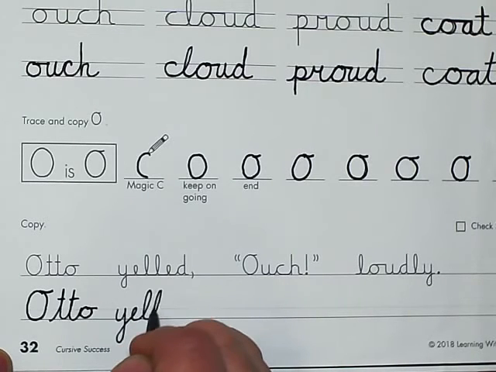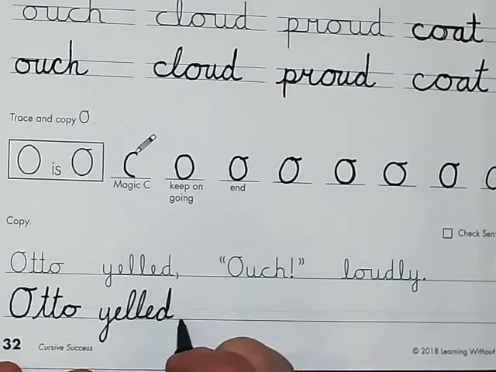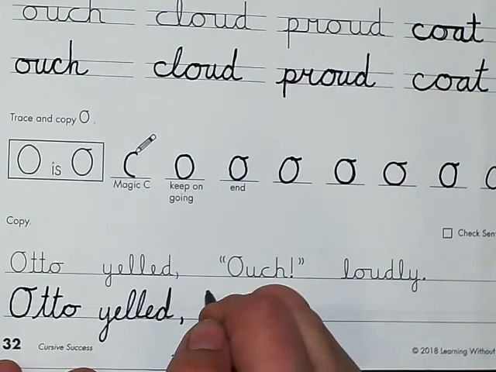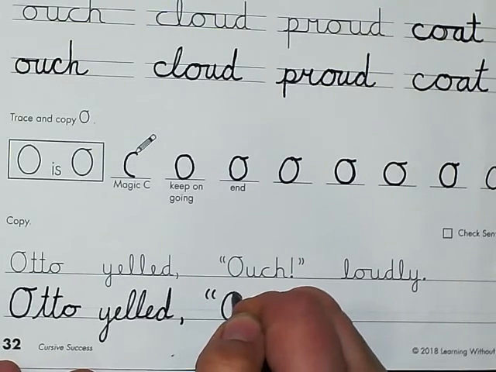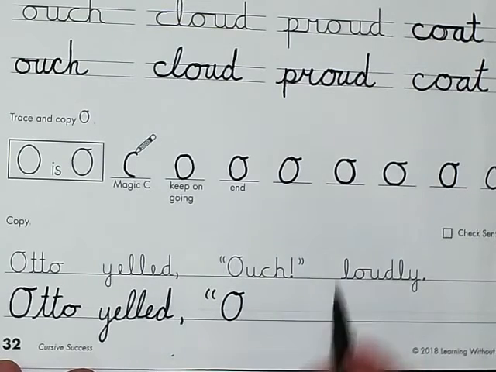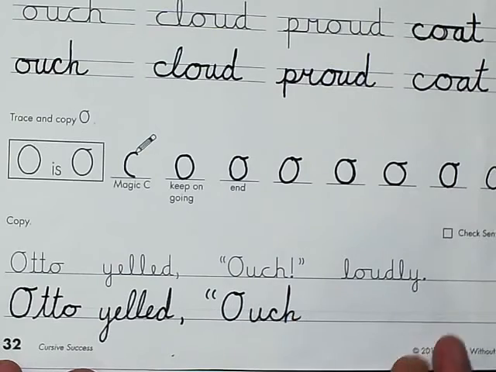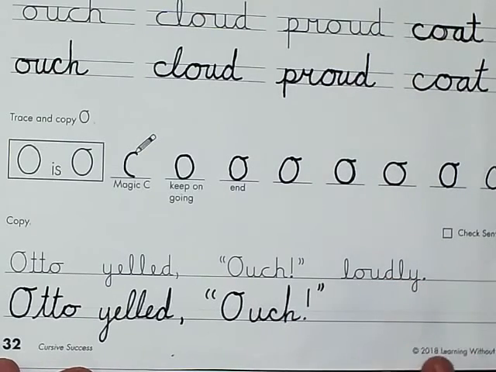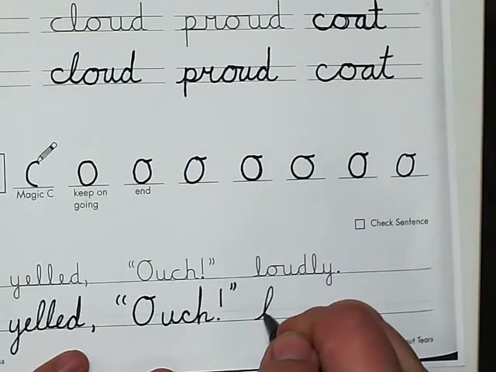Yelled, Y, E, L, L, E, D. Before we start dialogue, we always put a comma. We're going to put our quotation marks. We're going to start at the top for our C, and then we're just going to keep going. We're going to lift up our pencil, go down to the bottom. O-U-C-H. We put our punctuation mark inside our quotation marks. Otto yelled, "Ouch!" loudly.